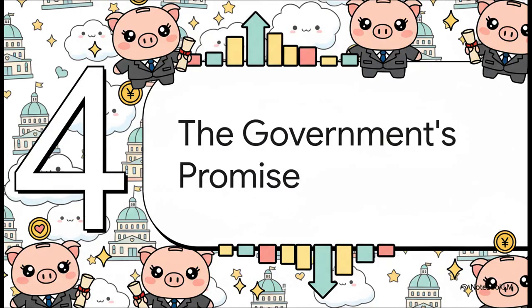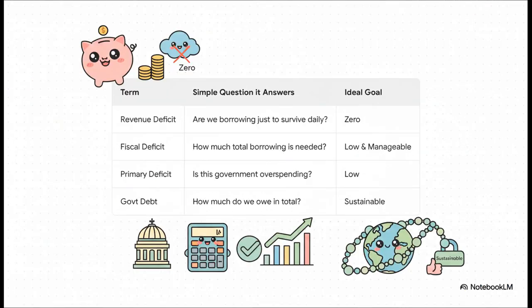So we've unpacked all the jargon, but why does any of this really matter to you and me? Well, it matters because these numbers are how we hold our governments accountable. They make public promises and sometimes even pass laws to prove to us that they're managing the family budget responsibly. This table right here is fantastic. It's your cheat sheet. Let's run through it.